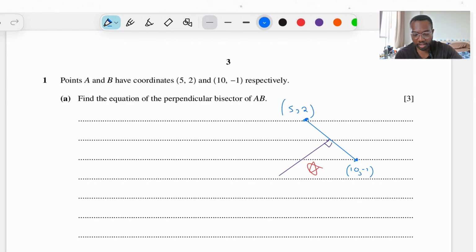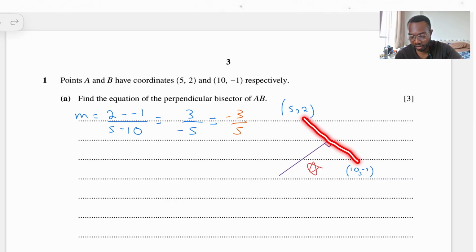So fairly simple. If we work out the gradient first, that'll be change in y over change in x. So m would be (2 - (-1)) over (5 - 10). That will give me 2 plus 1, so we get 3 over -5, which is just simply going to be -3/5. So we know that the gradient of this line here is -3/5, which makes sense, because it should be negative.